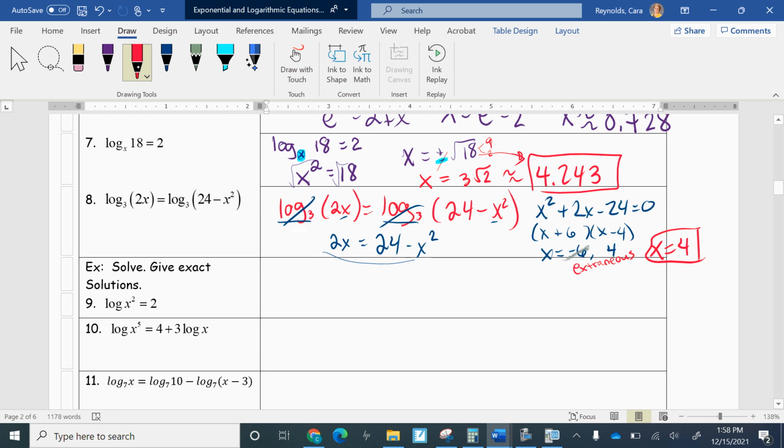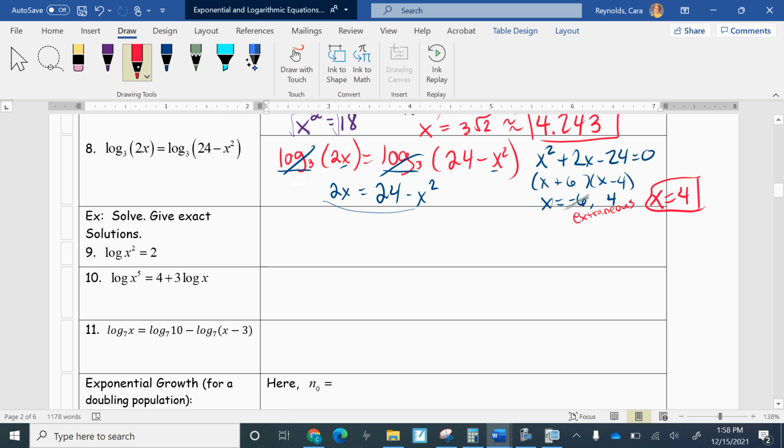Okay, giving exact solutions, same thing. We're going to convert from a log to an exponent when we need to. Remember that if you don't see the base, it's base 10. So this would be log base 10 of x squared equals 2. So this is 10 squared equals x squared when we convert it. Because my exponents match, my bases also need to match.